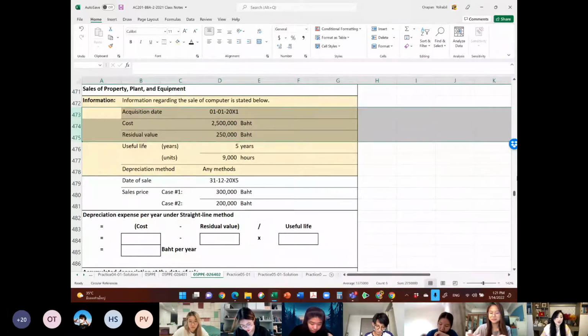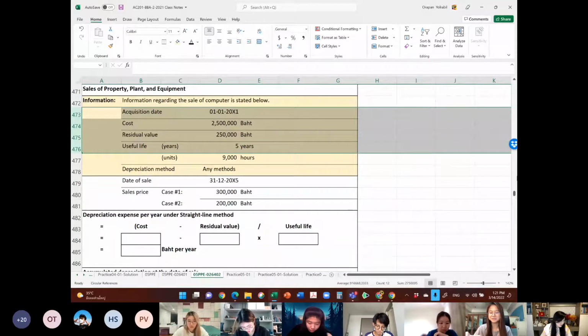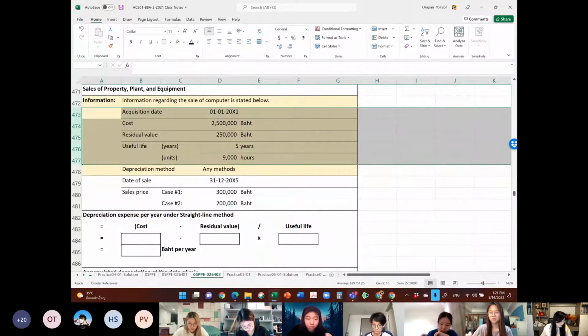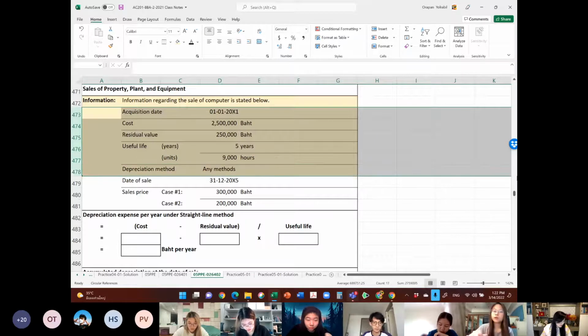The residual value is 250,000. Useful life is 5 years or 9,000 hours. Depreciation can be any method: straight line, double declining balance, sum of the year digits, and units of production.